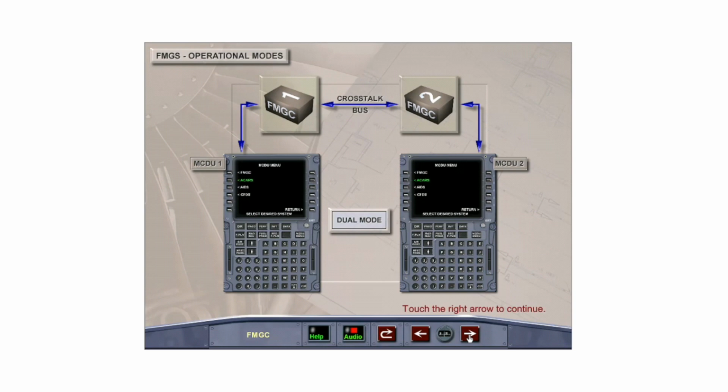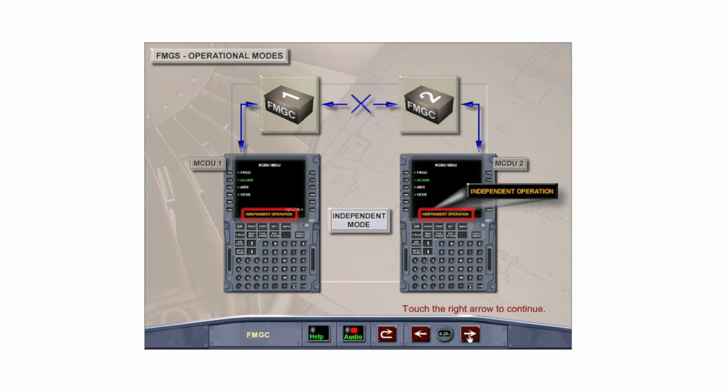The FMGS has 3 modes of operation: dual, independent, and single. When operating in the normal dual mode, the 2 FMGCs each perform their own computations and exchange data on a crosstalk bus. Data entered into either MCDU is transferred to both FMGCs and all peripherals. In the event that one MCDU fails, all data is retained in the other.